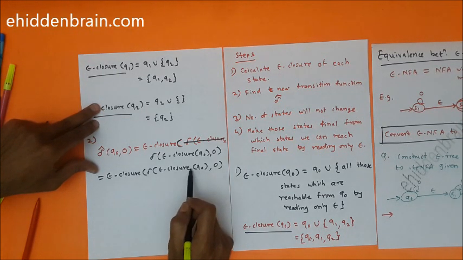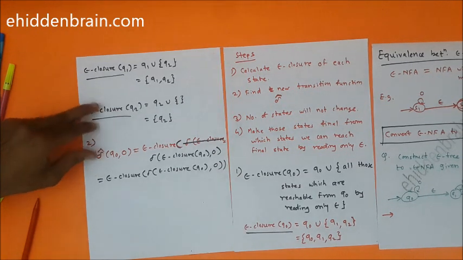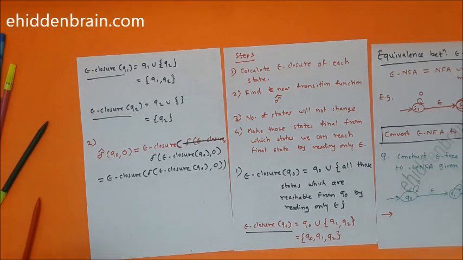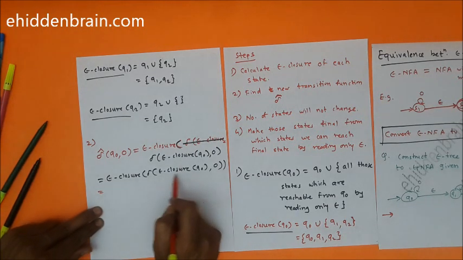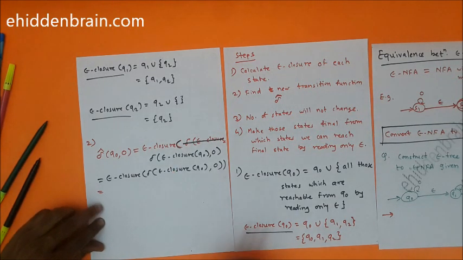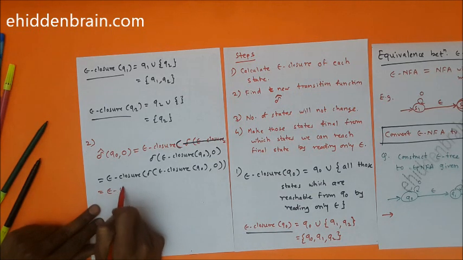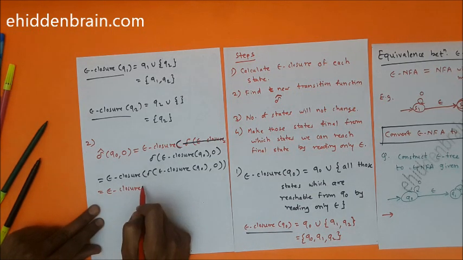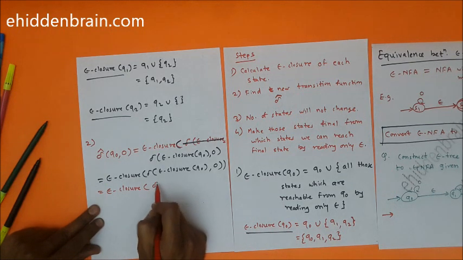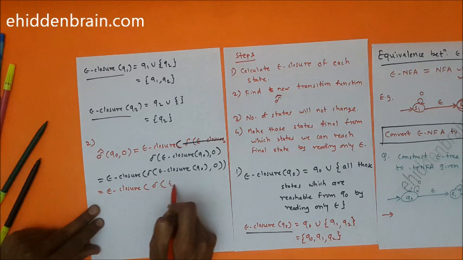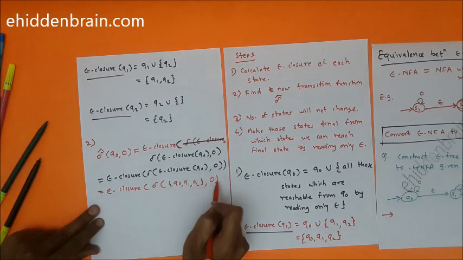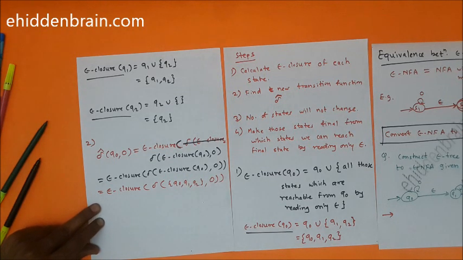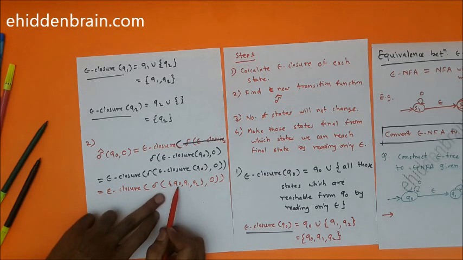Okay, so this is what. Now let's try to find the answer. What will be the answer? We know the epsilon closure of Q0. What is the epsilon closure of Q0? You can see that it is Q0, Q1, Q2. So write it again, epsilon closure of delta. Now you will have three states here, Q0, Q1, Q2, with 0. So now let's find delta of Q0 with 0.